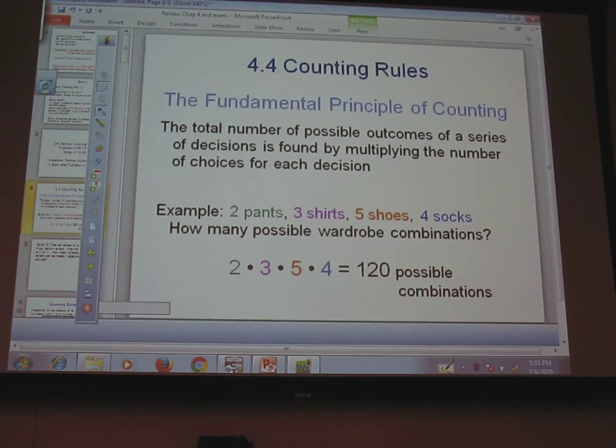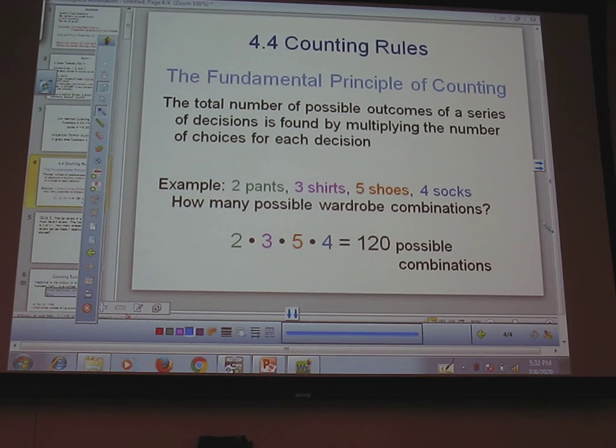Counting rules. Fundamental principle of counting. Alyssa, go ahead and read. The total number of possible outcomes of a series of decisions is found by multiplying the number of choices for each decision. Example, 2 pants, 3 shirts, 5 shoes, 4 socks. How many possible wardrobe combinations?